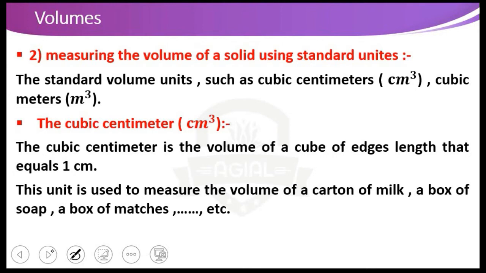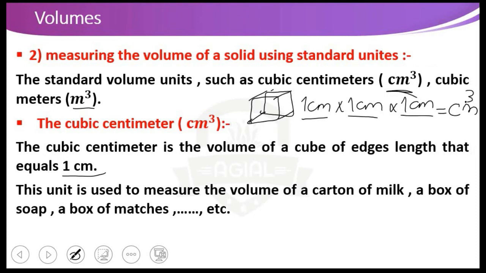The second way is measuring the volume of a solid using standard units. The standard volume units are such as the cubic centimeter and the cubic meter. The cubic centimeter is the volume of a cube whose edge length equals 1 centimeter. This unit is used to measure the volume of a carton of milk, a box of soup, a box of matches, and so on.